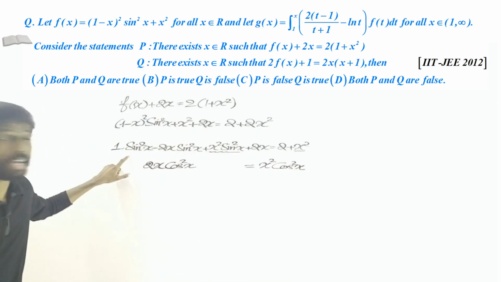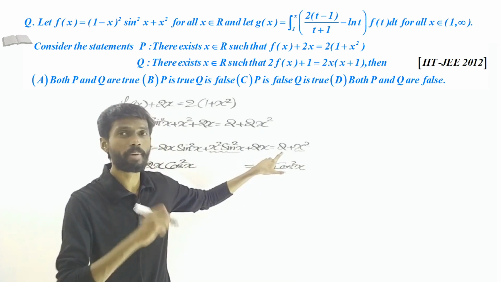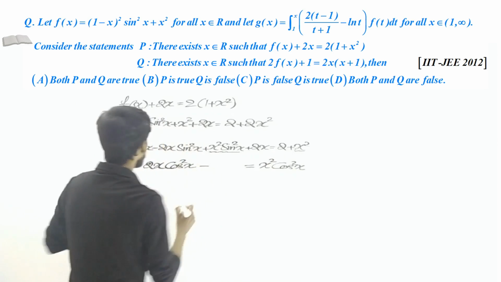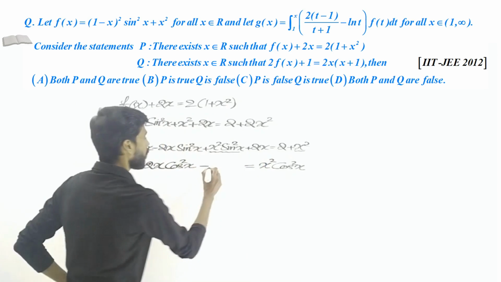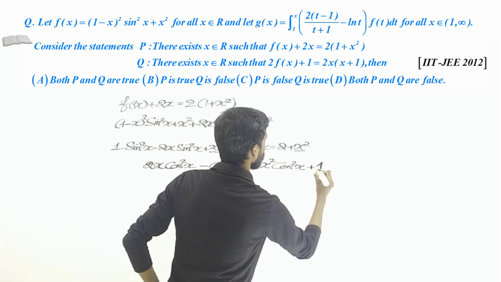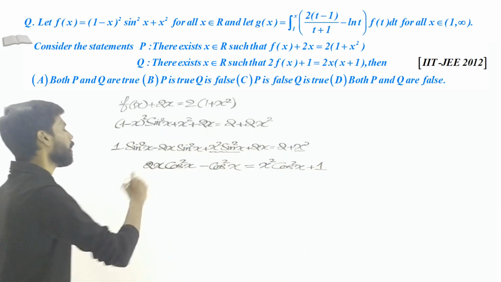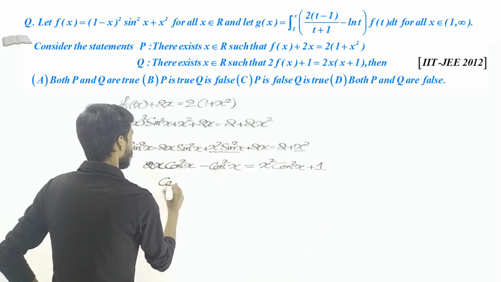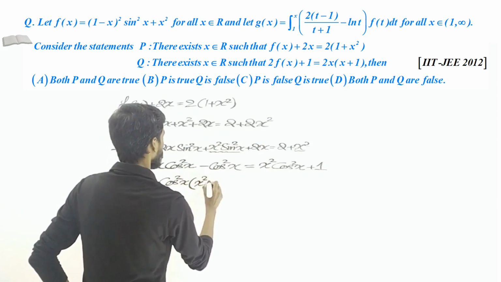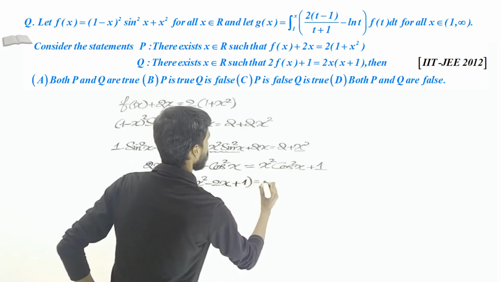Now again we have a sine square x, so this is 2 minus sine square x. You can write this 2 as 1 plus 1, so 1 minus sine square x becomes cos square x, and the other part is sine square x minus 1, so that is minus cos square x, plus 1 here. So we get x square cos square x minus 2x cos square x plus cos square x. Now you just take out cos square x, and it becomes x square minus 2x plus 1 equals minus 1.